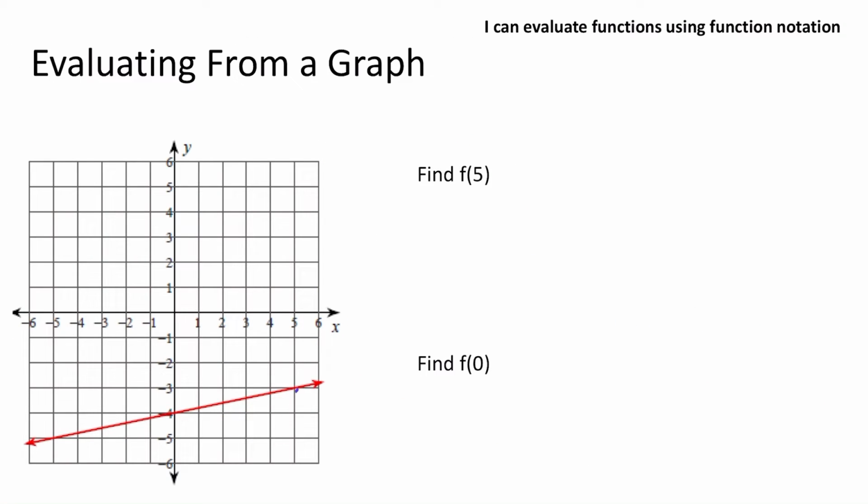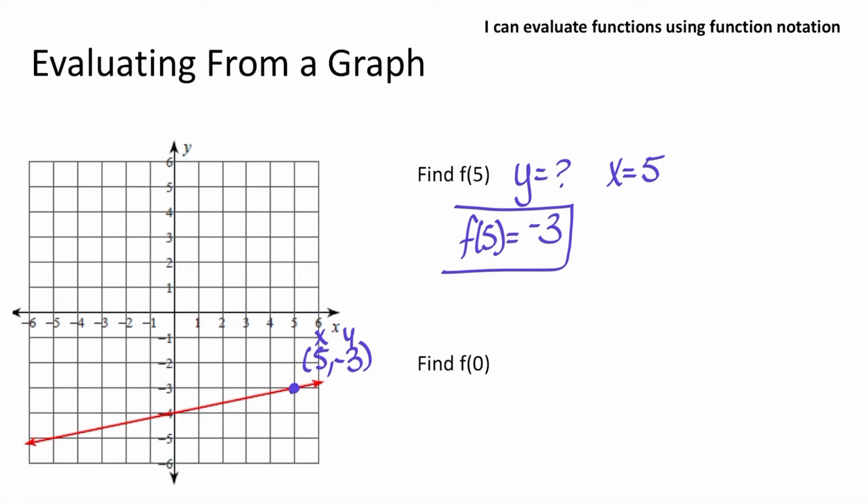So how do we evaluate this with a graph? It says find f of 5. f of 5 is another way of saying what does y equal when x equals 5. So I'm going to go to my graph and find x equals 5, which is right here. At that place, I have the coordinates 5, negative 3. So I have x and y. That means that y equals negative 3 when x equals 5. So f of 5 equals negative 3.